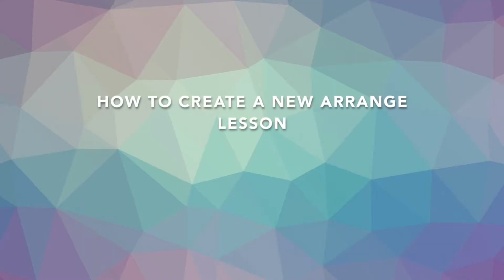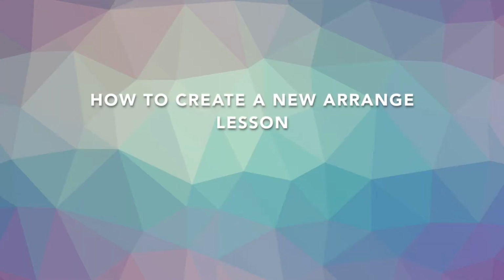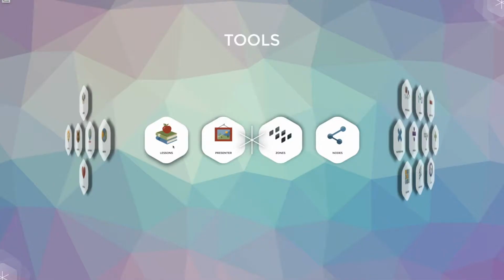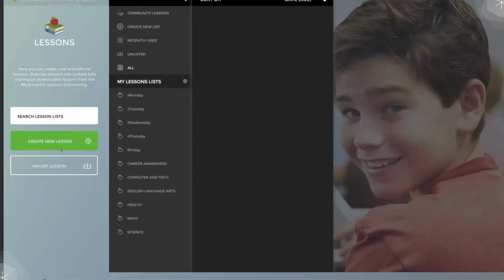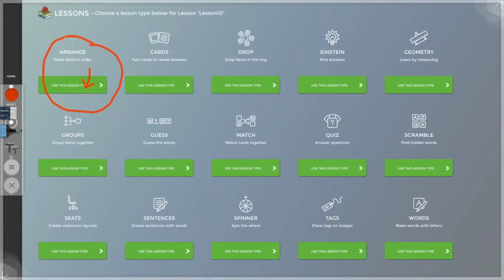Here, I'll demonstrate how to create a new Arrange lesson. Select the Lessons icon from the Snowflake MultiTeach Tools screen. Circled in red is the Create New Lesson button. Selecting this button will lead you to the Lessons Type selection screen.